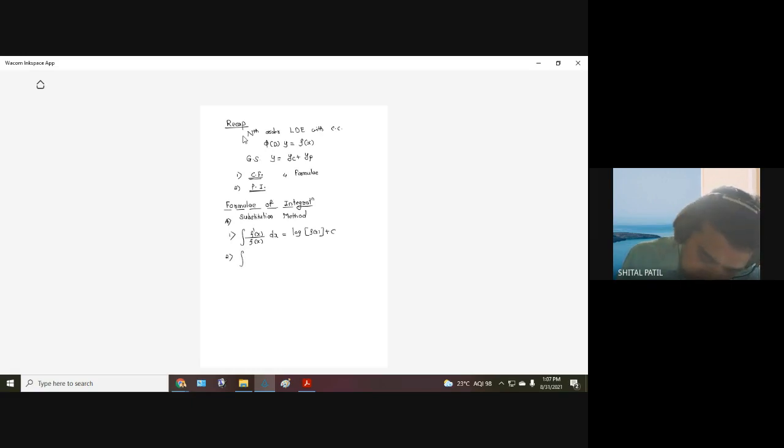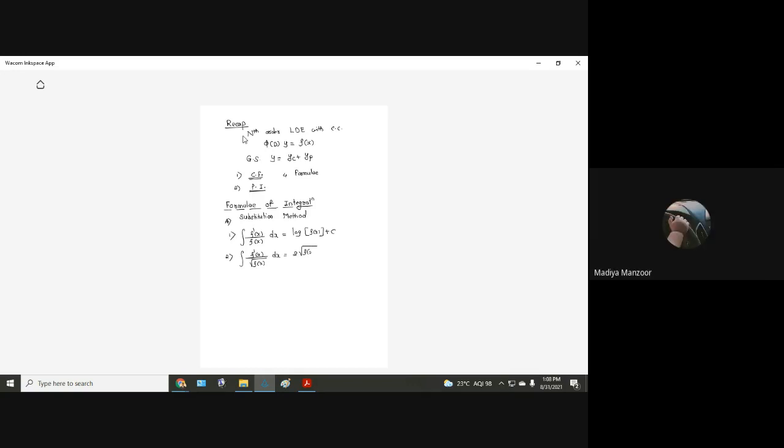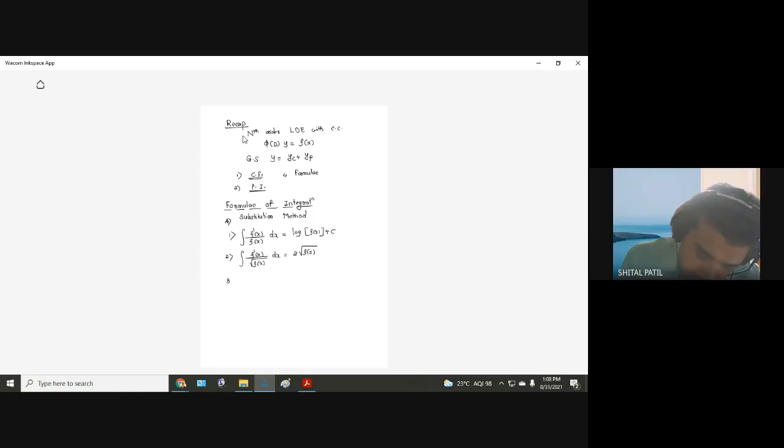And we studied this formula also, f dash of x divided by root of f of x dx. Yes. What is the answer? 2 under root f of x. Very good. Okay. Next, f of x raised to n, f dash of x dx. Yes. What is the integration? f of x raised to n plus 1 divided by n plus 1.